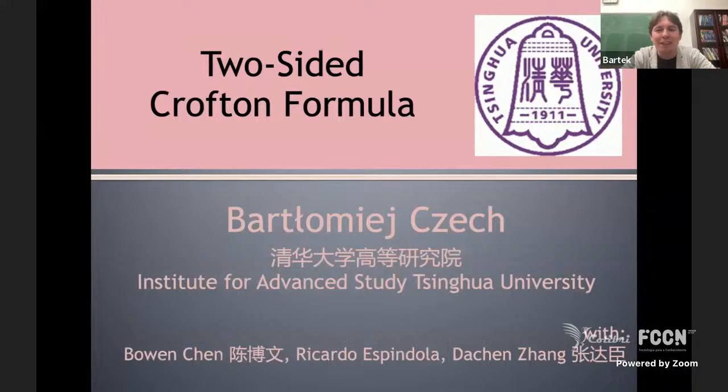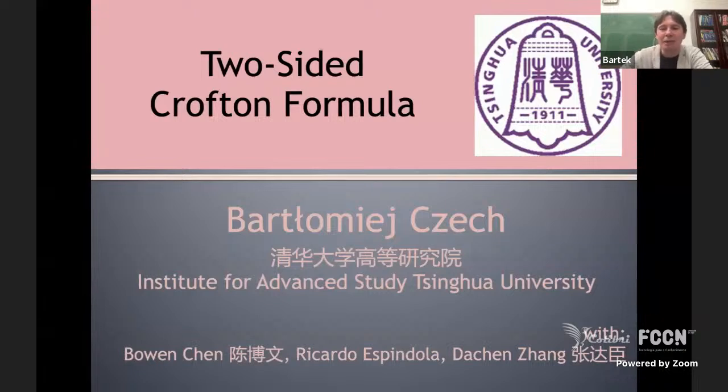And I initially gave the title of two-sided differential entropy. Here you see the title two-sided Crofton formula. So both of those titles would have been appropriate, and we'll see how that works out in a moment.